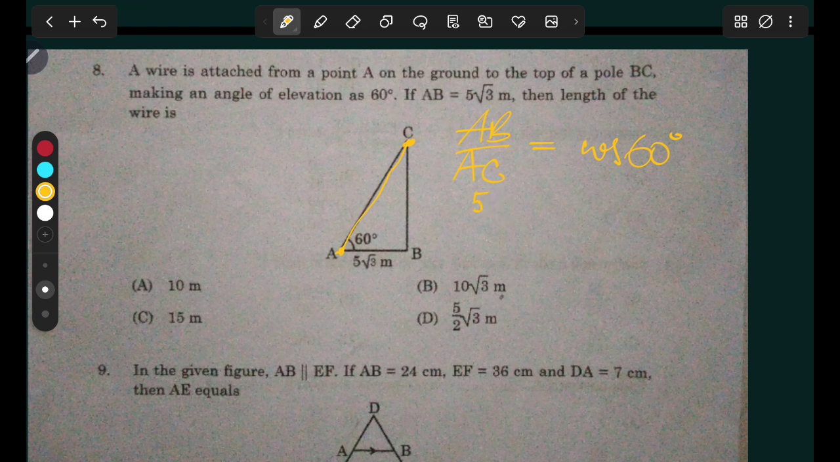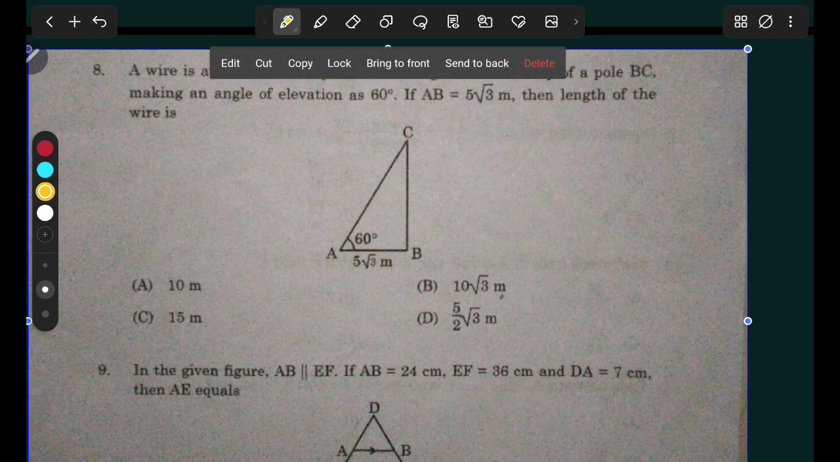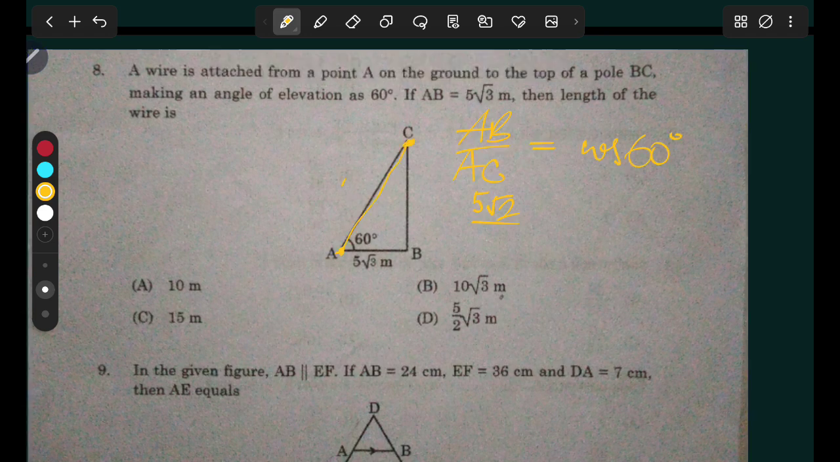AB is given to us as 5 root 3. AC I have to find, let's say X. So 5 root 3 upon X is equal to cos 60 degree, which is half. X comes out to be 10 root 3 meter. 5 root 3 is given, so 10 root 3. B is the correct answer.